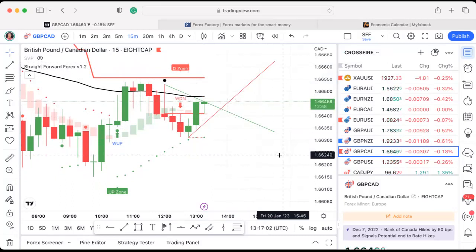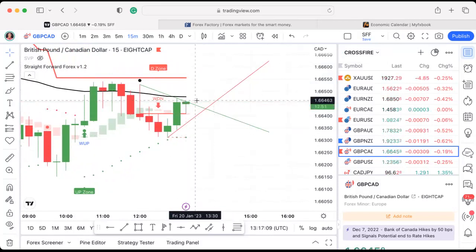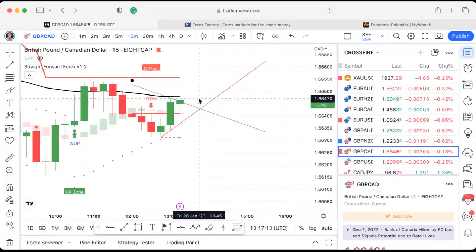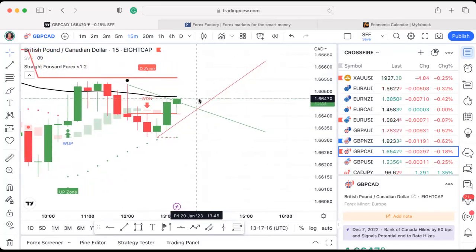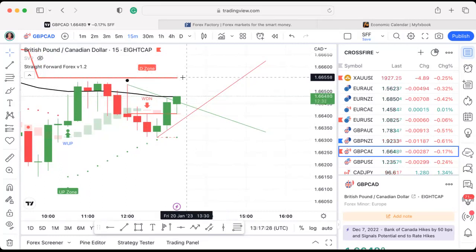Now, what's happening at the minute on GBP CAD is price is trying to get above the green line. If that candle closes above the green line, I'll be seriously considering going in for a buy. But we've got this down zone, which would stop me getting in. But we'll leave that for the minute. What I need to do is drop that down to the 5 minutes.